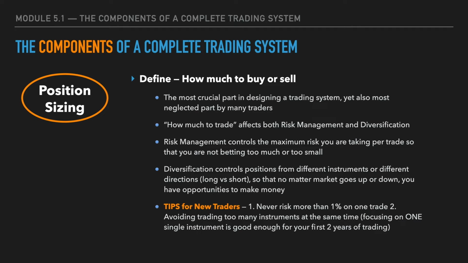You should not jump around to other instruments like CFDs, futures, or swaps, because different financial instruments will have different risk exposure, even to the same underlying markets or assets. So your position sizing strategy will be messed up if you trade too many different financial instruments, especially those really complex instruments. So focusing on one single instrument is good enough for your first 2 years of trading.